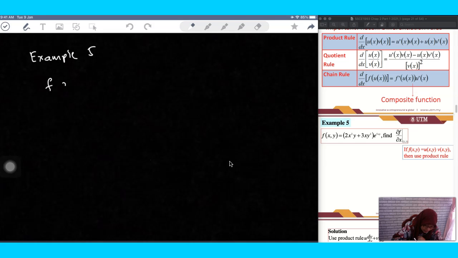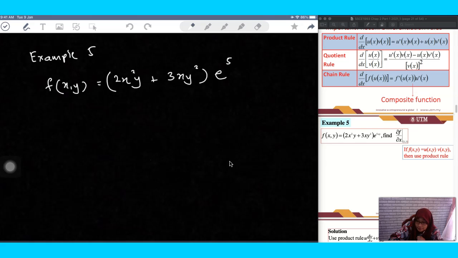Okay, the function is 2x squared y plus 3xy squared, multiplied by e to the power of 5xy. And then you have to find fx at the point (1, 1). So you need to get that. Before that, you have to provide the fx first.